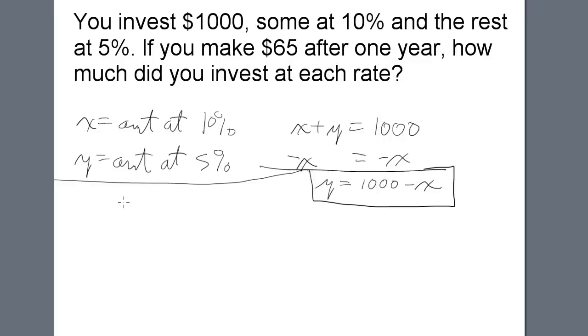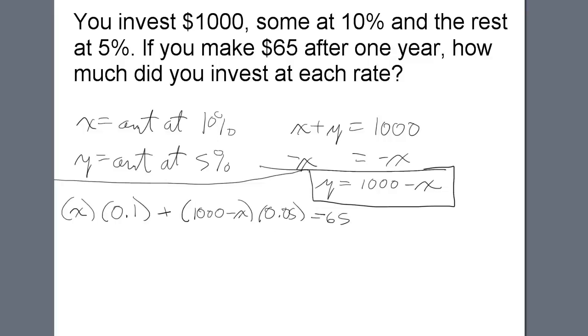As far as calculating the interest earned, we would say x times 0.1, because that's the amount of x dollars times 0.1, which is the interest at x, the 10%, plus, and instead of saying y times 5%, we'll write 1,000 minus x, because that's another way of rendering y, times 0.05. That's 5% rendered as a decimal. And we make 65 total there.